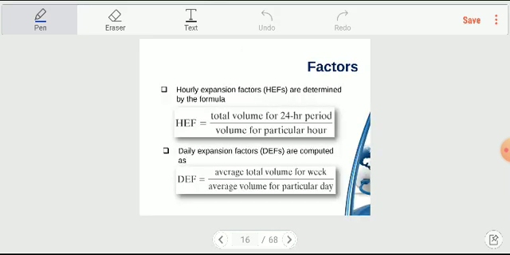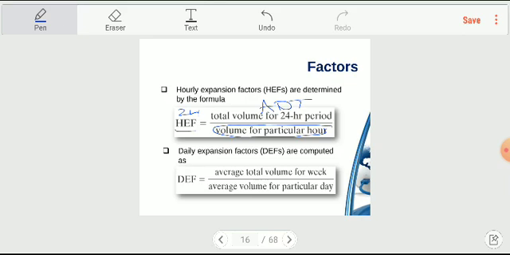So now, how can we get the hourly expansion factor, HEF? It's determined from the ADT and the volume for a particular hour. If we have the volume for each hour of 24 hours, we can get the HEF for each hour. The ADT will be constant. It's the ADT for the entire day, the summation of those 24 hours, and here we put the volume for each hour. Since we have 24 hours a day, we're going to get 24 factors.